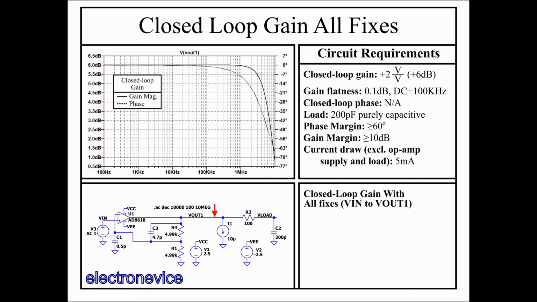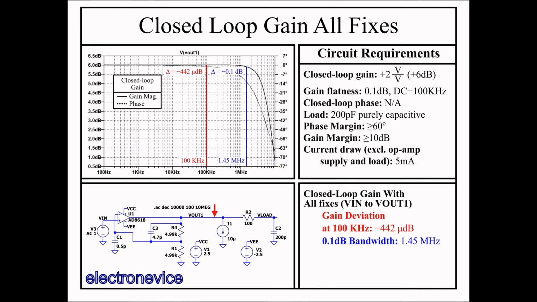Here we have the circuit set up measuring the closed loop transfer function from the op-amp input Vin to net Vout1 instead of the loop gain. The transfer function looks pretty good. At 100 kHz, there's less than 500 micro dB of gain deviation and less than 1 degree of phase deviation. The 0.1 dB bandwidth is actually at around 1.45 MHz, so lots of margin on our requirements.